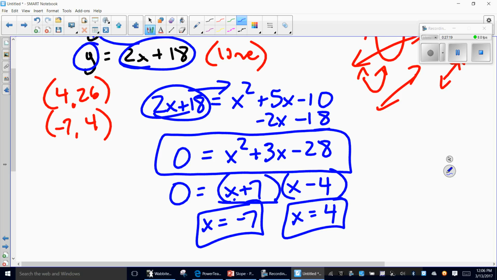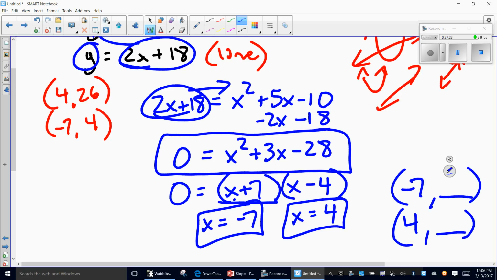So I'm going to go over here and make my points. I know one of my x's is negative 7, and I know one of my x's is 4. Those are your x's. When I found them, I didn't find the points, I found these two x values. To get the y values, I've got to go back up and plug into door number 1, which is quadratic and a little more complicated, or door number 2, which is linear and a little bit easier. So I'm going to go with number 2.